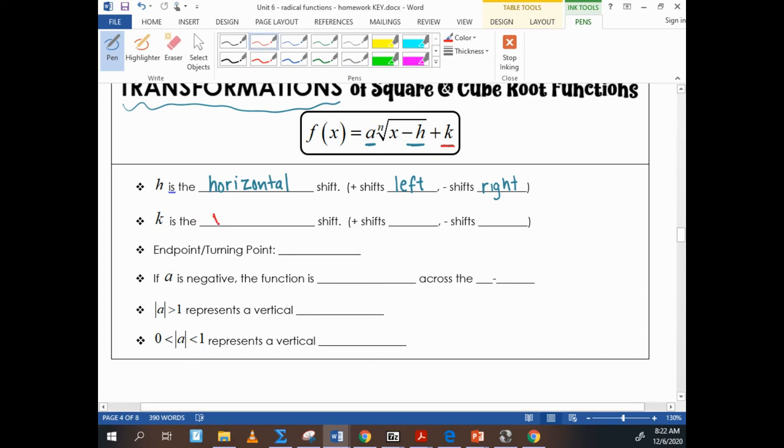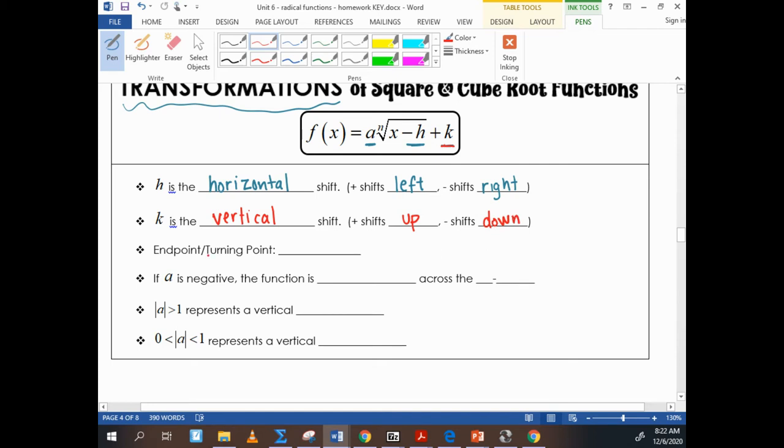So K is the vertical shift. And this one stays true to sign. So if you see a plus right there, since it's vertical, it's going to move it up and down. The positive direction we usually associate with going up, and the negative we associate with going down. So that one's going to stay true to sign.